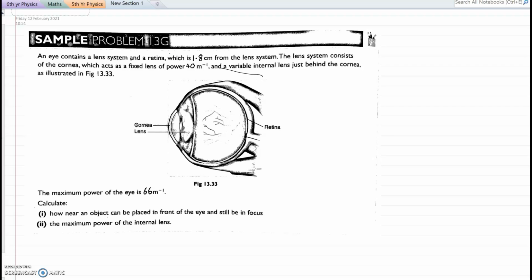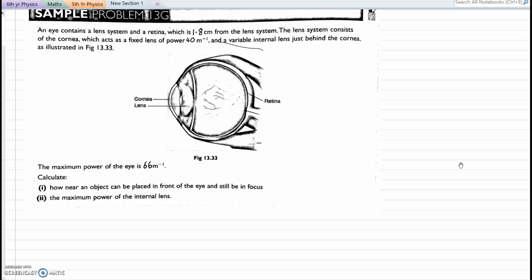So this is a sample question that is very similar to a Leaving Cert question. I'm not too sure what year it came up, but it is very similar to this, and I've changed around the numbers a little bit. So they're giving you a picture of the eye, and they are basically doing two things here.